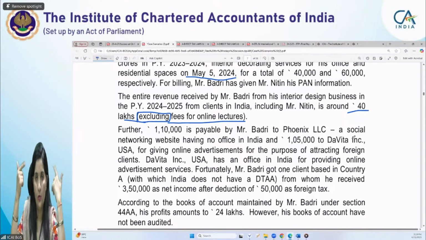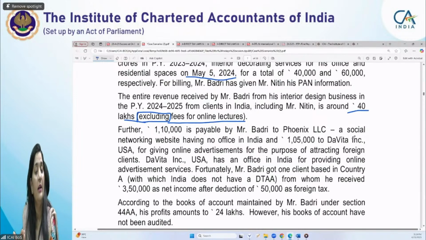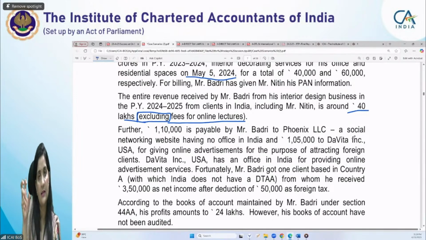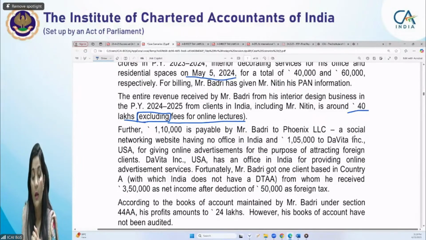आपको माइंड में क्लिक होने लगा होगा ना कि it is related to what provision. So अभी नहीं आपको करना है, अभी just read करेंगे हम, फिर questions पढ़ेंगे, questions के requirement के बाद you will analyze कि इन facts का what is the relevance. Devita Inc. USA has an office in India for providing online advertisement services.